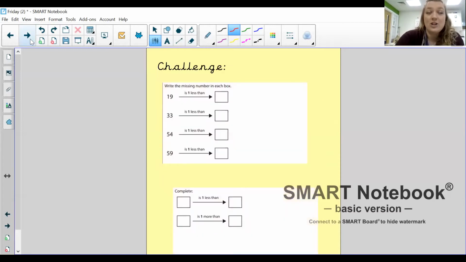If you've done that and you think that you would like even more of a challenge, I've got some questions here. And it says, write the missing number in each box. So read those questions carefully and then see if you can answer them for me. Okay, there's some big numbers here, and then you can do some yourself.